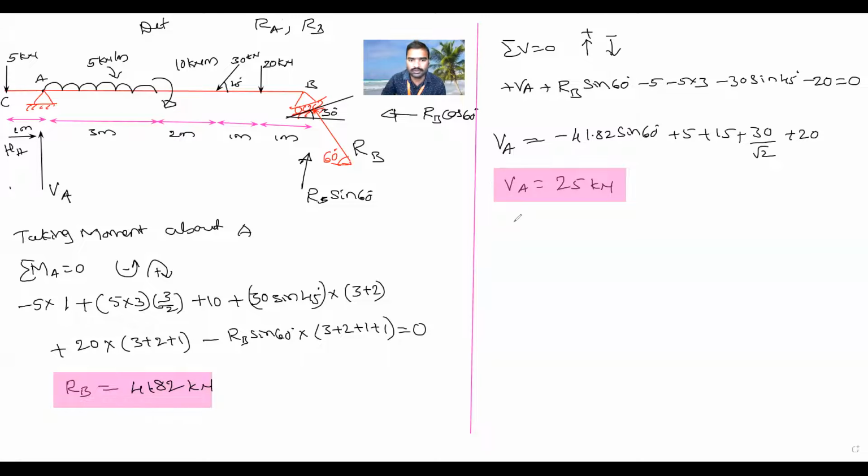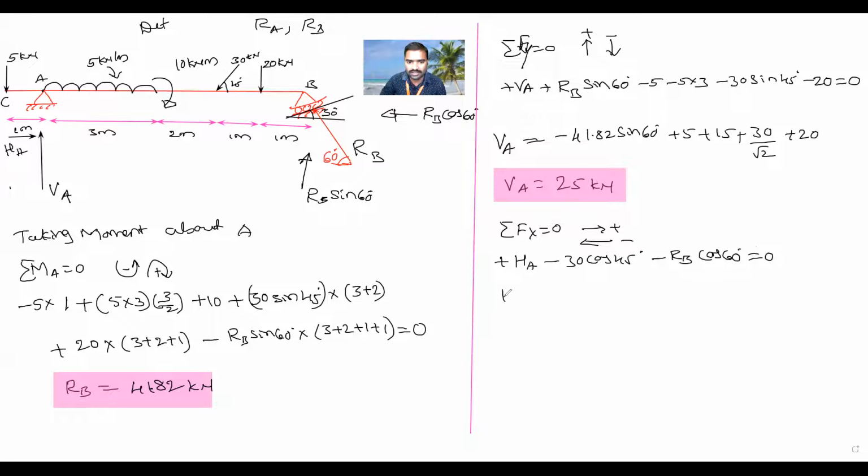Okay. Yes, sir. Next we apply sigma Fx is equal to sigma H is equal to 0. This is sigma Fx is equal to 0. That is right moving is positive, left moving is negative. So what are the forces? HA is positive or negative? Positive. Then is there any other forces? Yes, this 30 ka x component, minus 30 cos 45. Next, is there any other forces? Yes, RB is also moving. Minus RB cos 60.